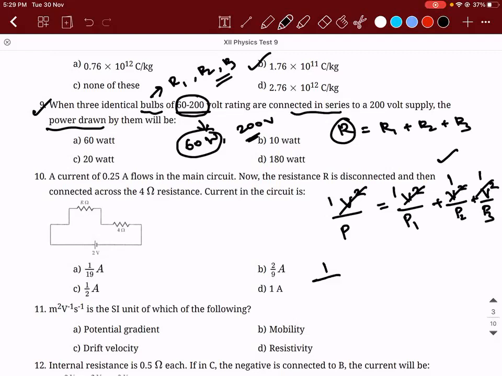Please make a note. So 1 by P will be equal to 1 by P1 plus 1 by P2 plus 1 by P3, which is 3 divided by P1. So 3 divided by 60, that is 1 by 20. So what will be the equivalent power? It is 20 watt. So please make a note, guys. This is a very important point.